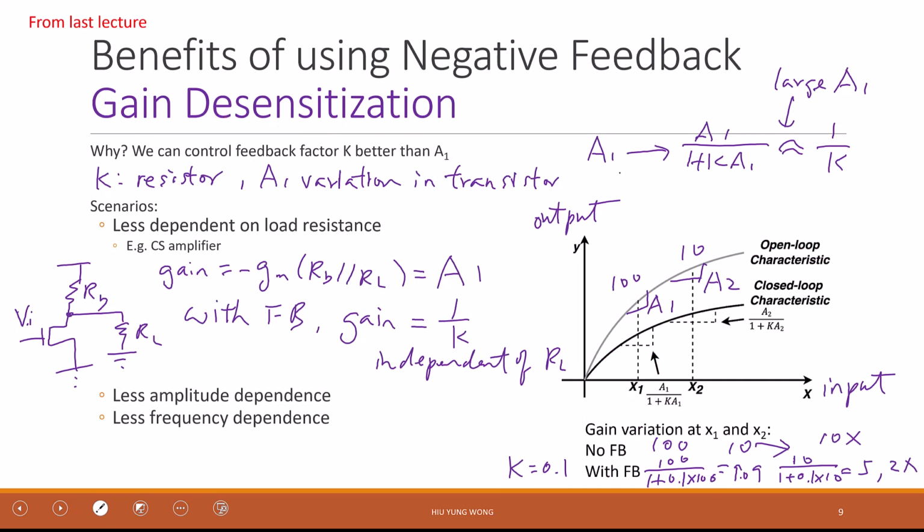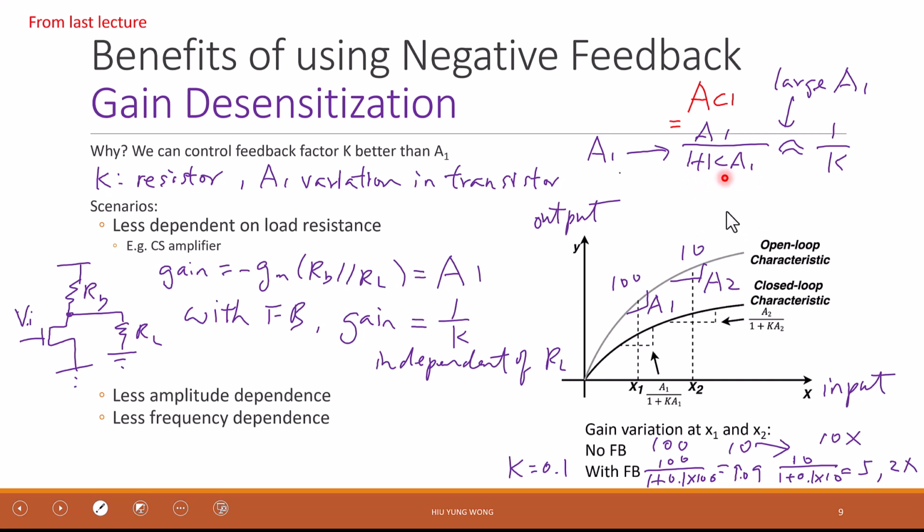Before we have the feedback, A1 probably is very large, but has a lot of variation. Anything that is large is difficult to control. For example, because of process variation, your transistor may be shorter or longer by a little bit, and then your ro and gm will change, and then your gain will change. By using feedback, the gain is no longer A1. It becomes the closed loop gain, ACL equals A1 divided by 1 plus Ka1.